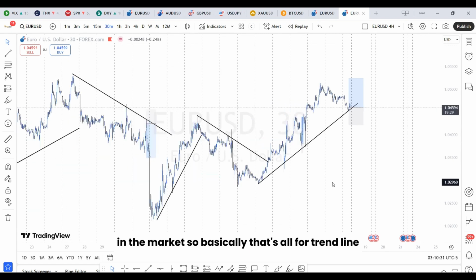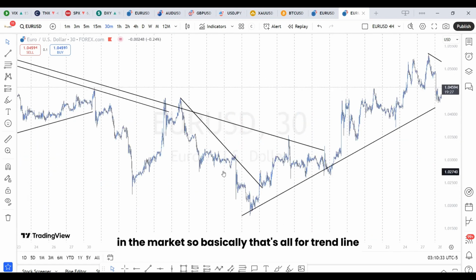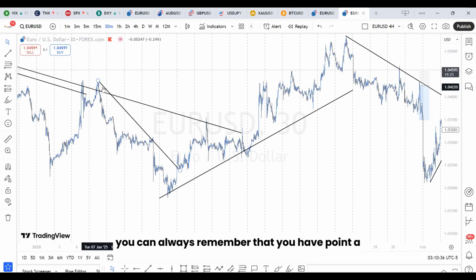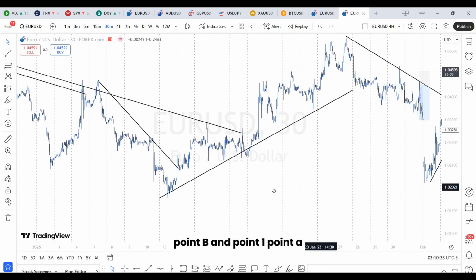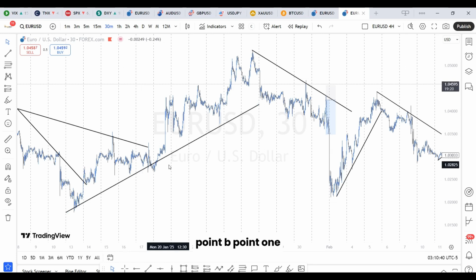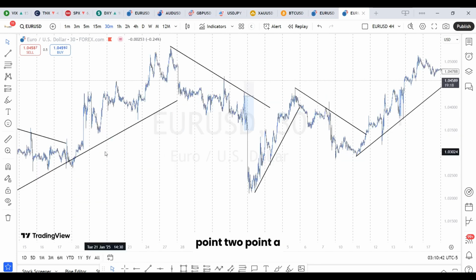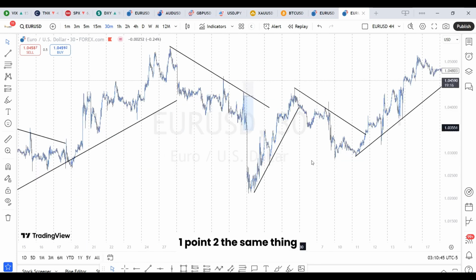So basically that's all for trend line. You can always remember that you have point A, point B, and point 1. Point A, point B, point 1, point 2.